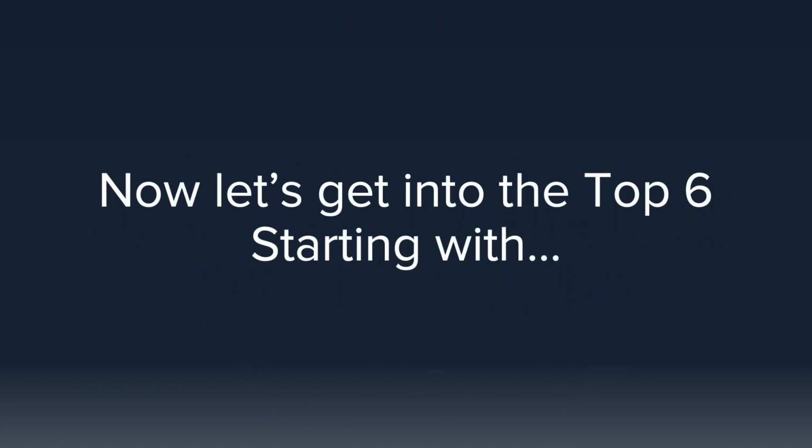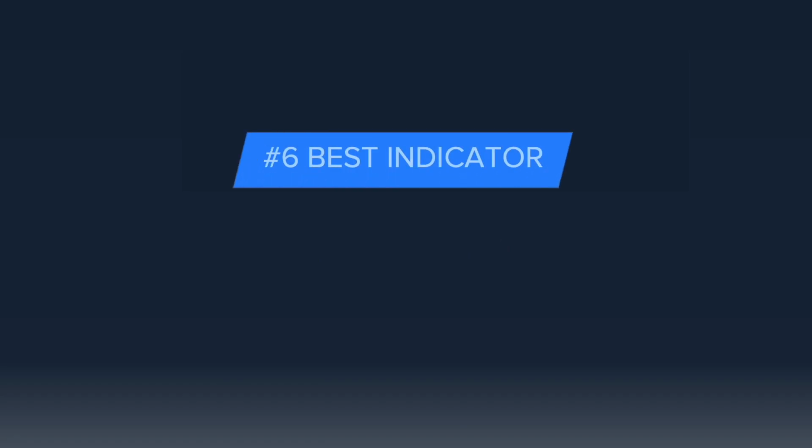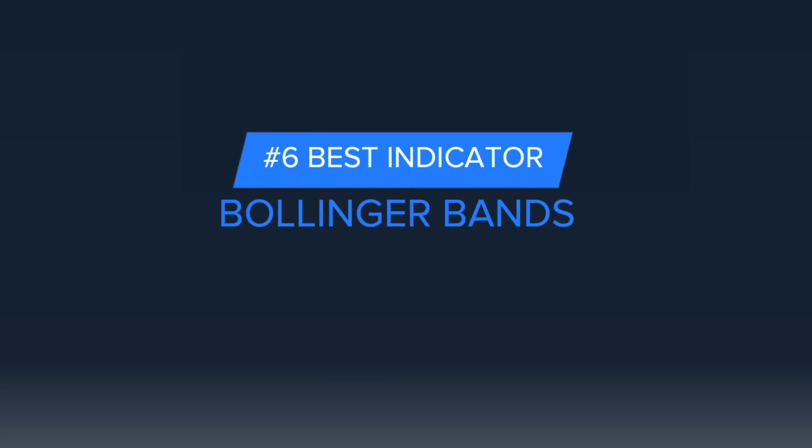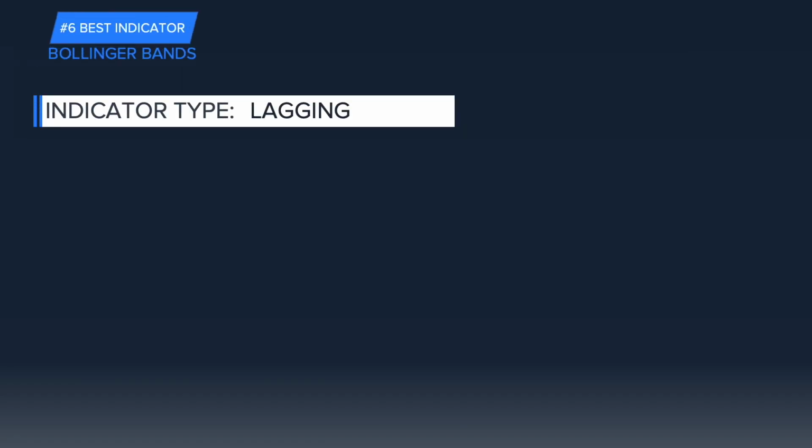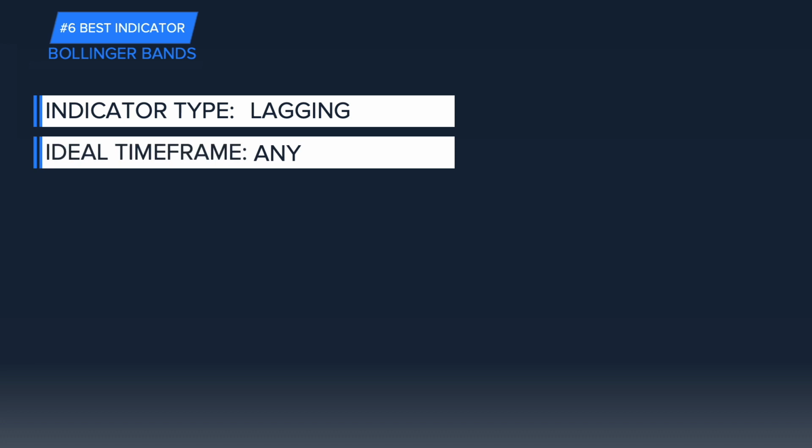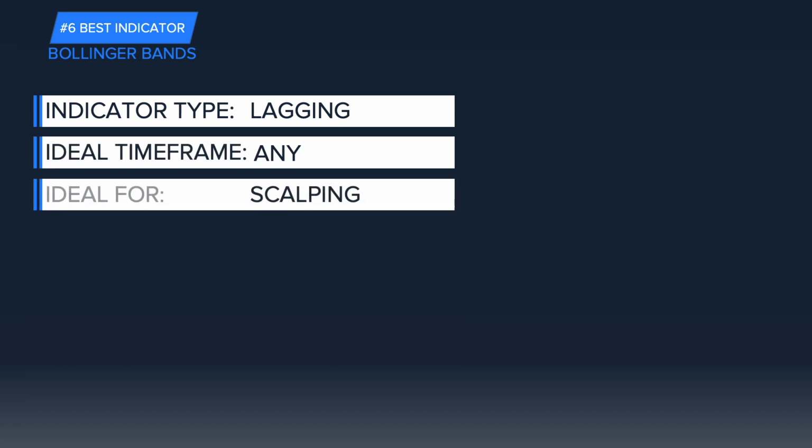Now let's get into the top 6, starting with, at number 6, best indicator. The Bollinger Bands. This type of indicator is lagging behind the price, which means it uses data from the past and plots it at the present. The ideal time frame for the Bollinger Band can be any. This indicator is ideal for scalpers who want to take small bites out of the market, as frequently as possible.